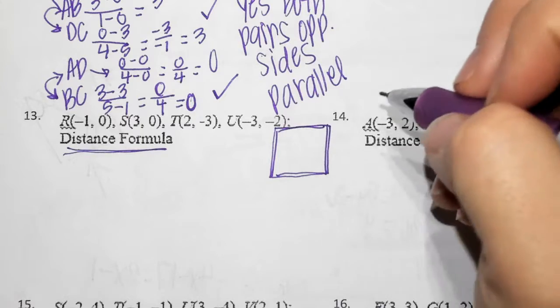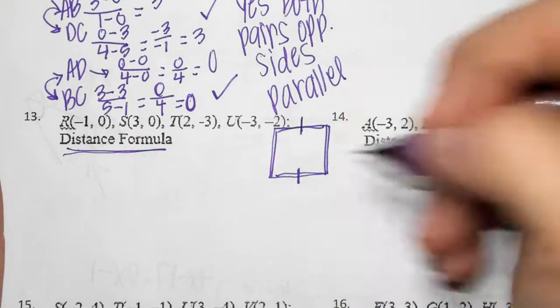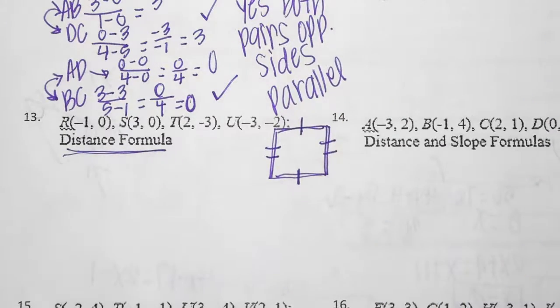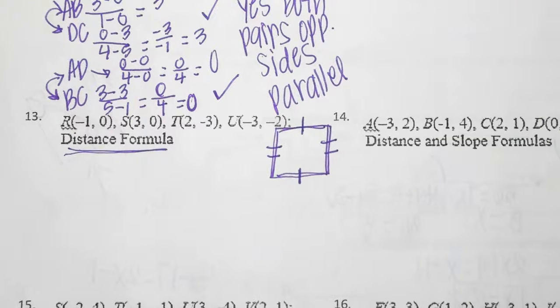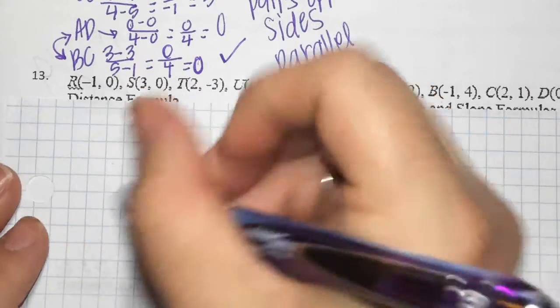Opposite sides have to be congruent. So if this has the same distance as this, and this has the same distance as this. Well, I don't know about you, but I do not want to do the distance formula 4 times. You could, but I don't really want to. So that's when I'm going to pull in the handy dandy graph paper.